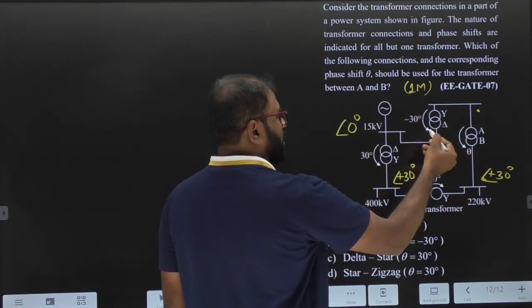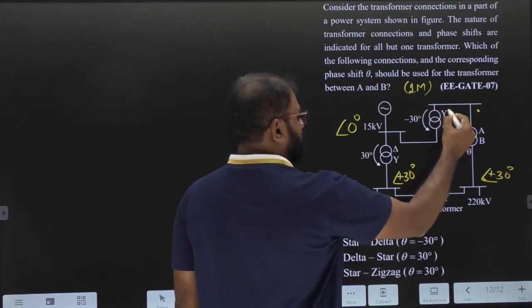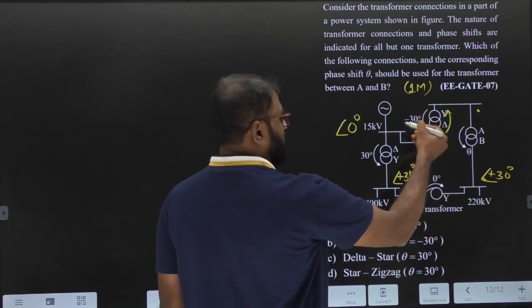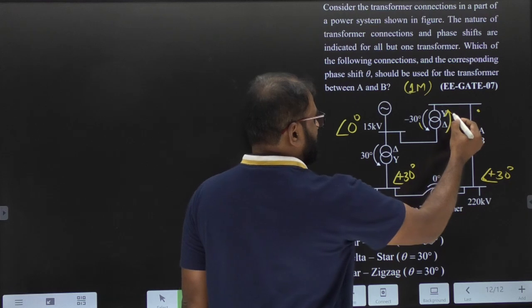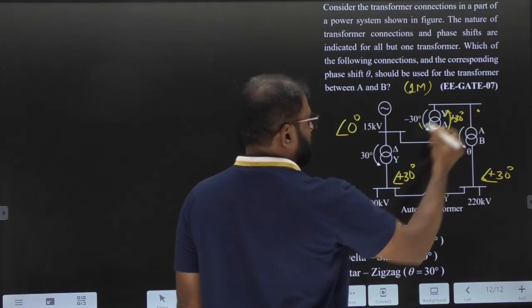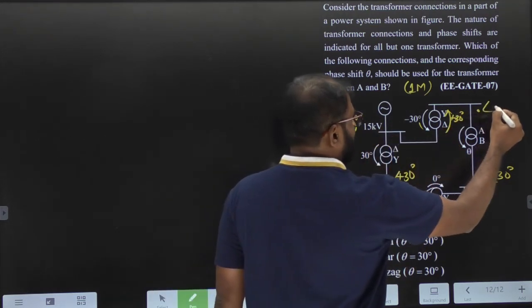Now go like this. In the direction he has mentioned, minus 30 is the phase shift here. But in this direction, plus 30 degrees is the phase shift. Now 0 plus 30, again plus 30 degrees here.